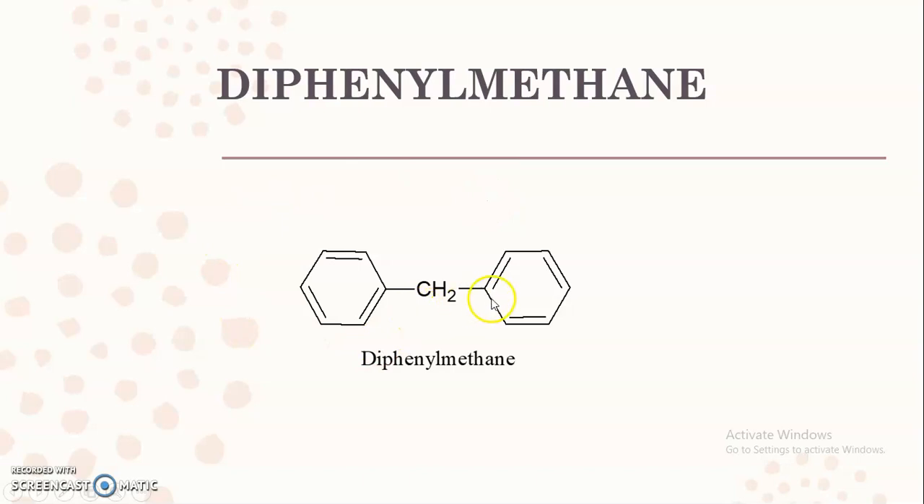When we carry out the numbering of diphenyl methane, each benzene ring that is present will be numbered in a different way. For example, this is your first carbon atom, this is second, this is third, this one is the fourth carbon atom, this is the fifth carbon atom, and this is the sixth carbon atom. Similarly, the other phenyl group will be numbered 1 dash, 2 dash, 3 dash, 4 dash, 5 dash, and 6 dash.